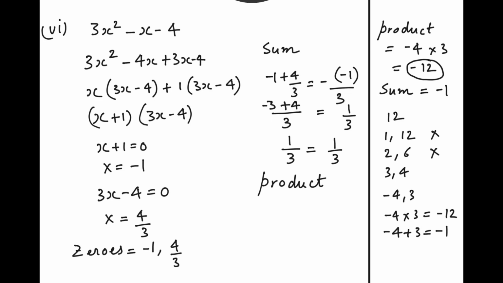Now let's verify the product. So the product of the zeros is minus 1 into 4 by 3, which should be equal to the constant term, which is minus 4, divided by the coefficient of x square, which is 3. So on the left hand side, minus 1 into 4 by 3 is minus 4 by 3, and on the right hand side also we have minus 4 by 3. So this way we have verified the relationship between the zeros and the coefficients.